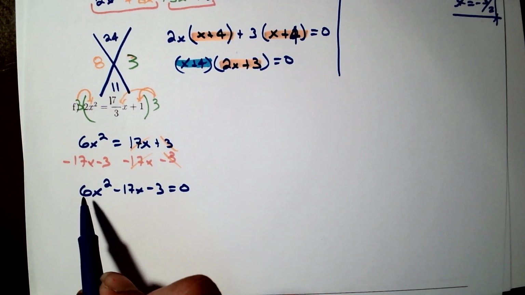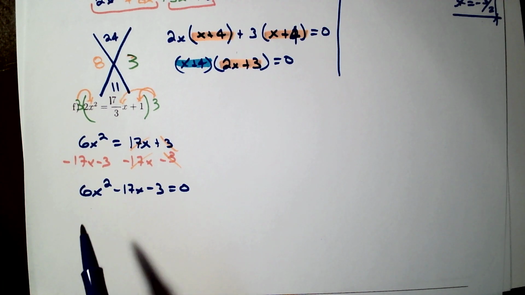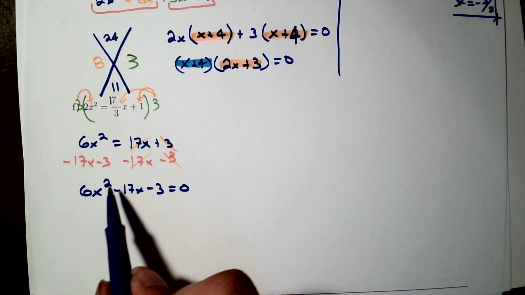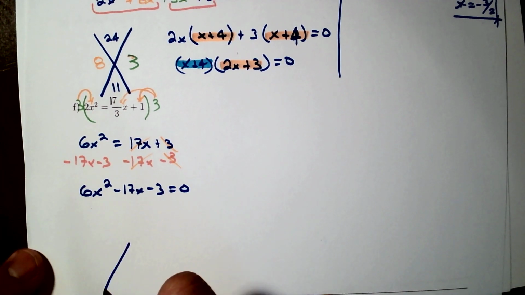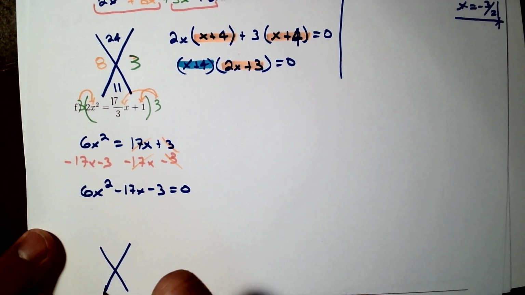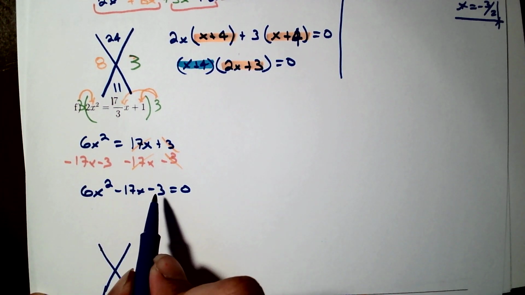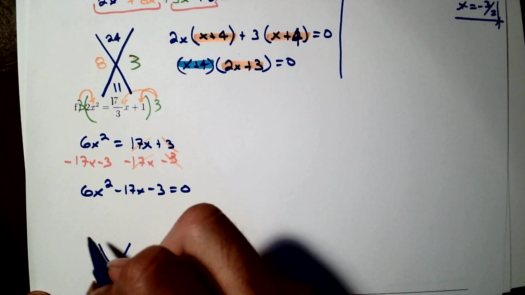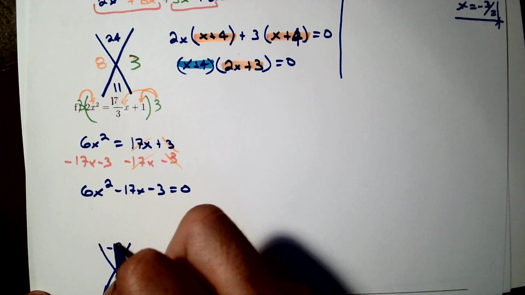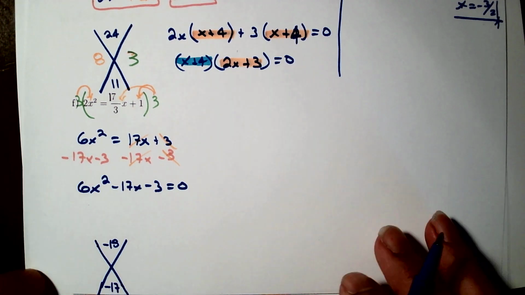Again, in this case, we have a trinomial. The leading coefficient is different than 1. We won't be able to just do double bubbles, because in this case, we cannot factor out that 6. So let's use the diamond method in this case. And I'm going to multiply 6 times negative 3. That's a negative 18. And bring down the middle coefficient, which is negative 17.